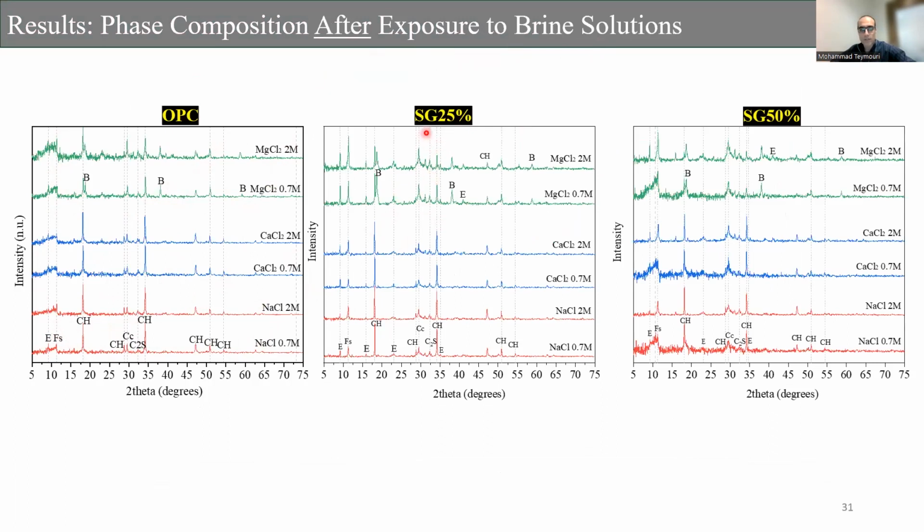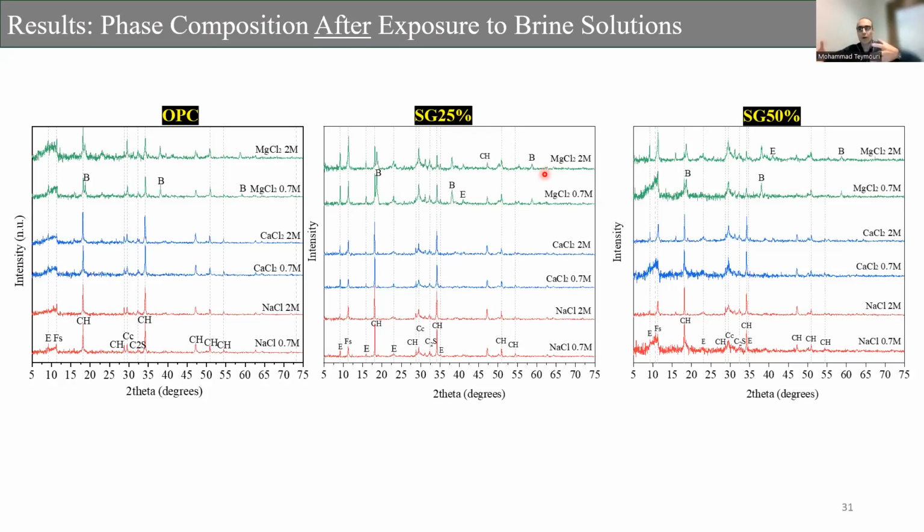When we compare them, for example, for SG25, this is the Friedel salt peak, and you can see for magnesium chloride it is a lot. So actually what we measured by titration is backed up with the XRD. You can use only XRD or TGA or titration, but for research, it's not recommended.